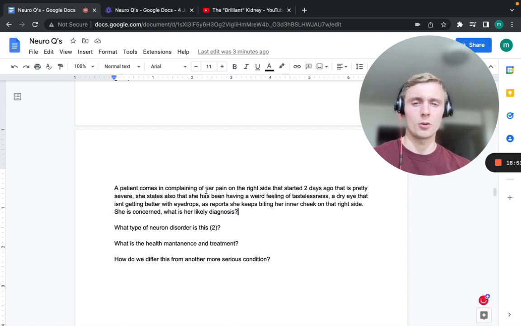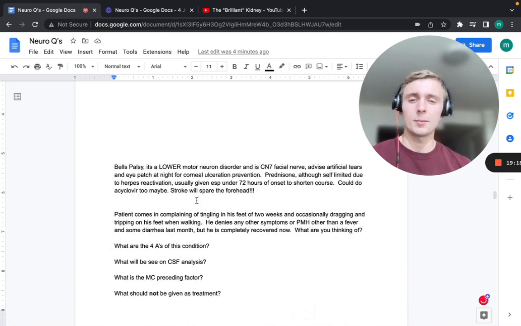So again, ear pain on the right side 2 days ago, pretty intense, tastelessness, dry eyes, biting of the inner cheek. What do you think is her diagnosis? What type of neuron disorder is this? And there's two. What is the health maintenance and treatment for this condition? How do we differ this from a more serious condition?